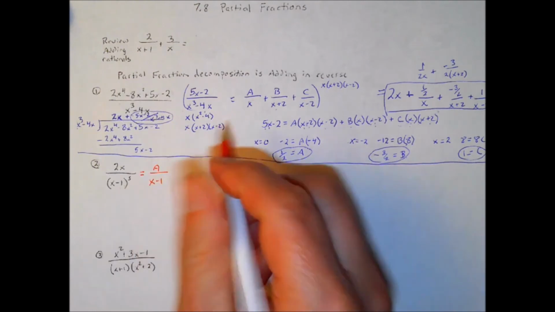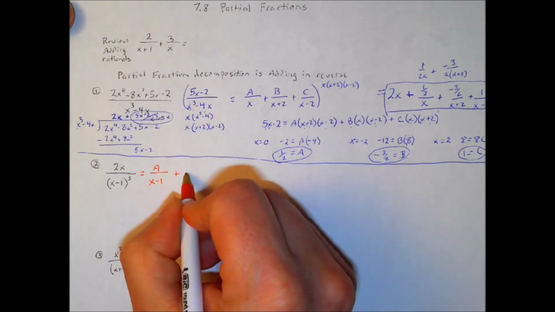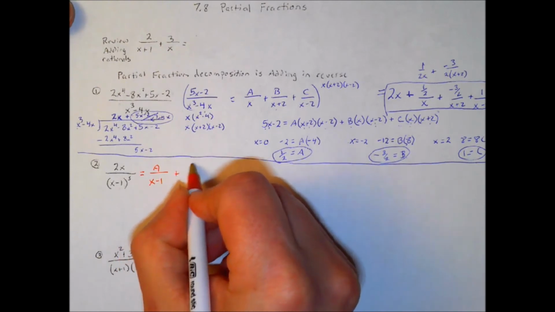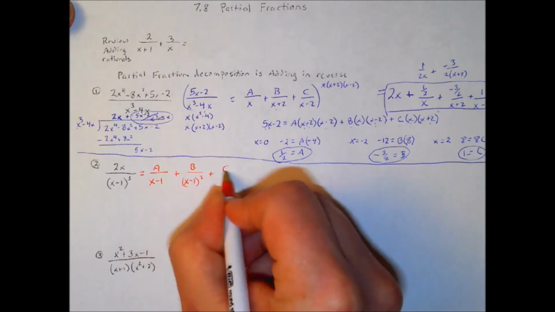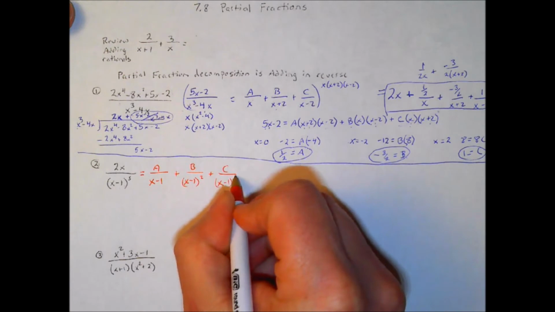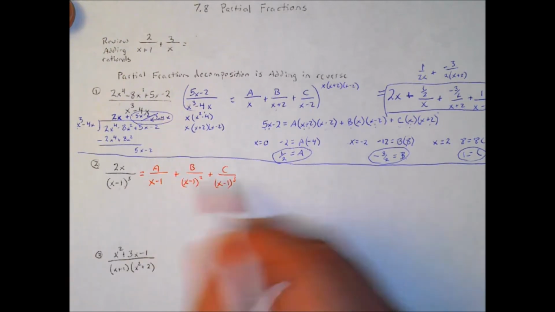Okay, now, it's going to be b over x minus 1 squared, and c over x minus 1 to the third. And if this would be to the fourth, we'd add another d over x minus 1 to the fourth. Okay, so that's how we're going to set it up. So we have to solve this.